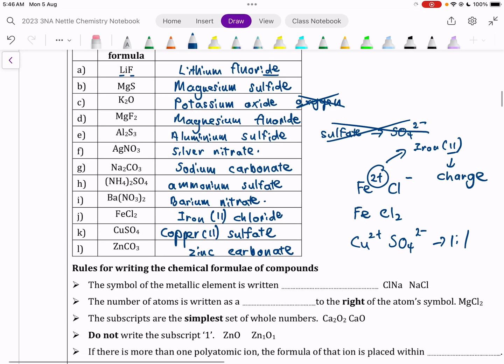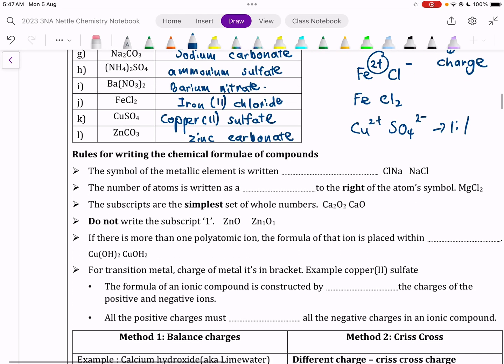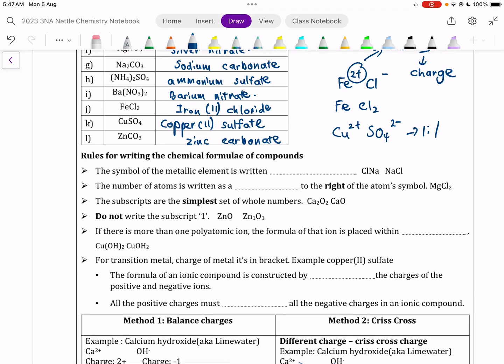Once we cover that, we are going to look at the writing of the formulas itself. So the rules for writing the chemical formulas. The symbol of the metallic element is written first, always. For example, sodium chloride, you don't write ClNa, you write NaCl.